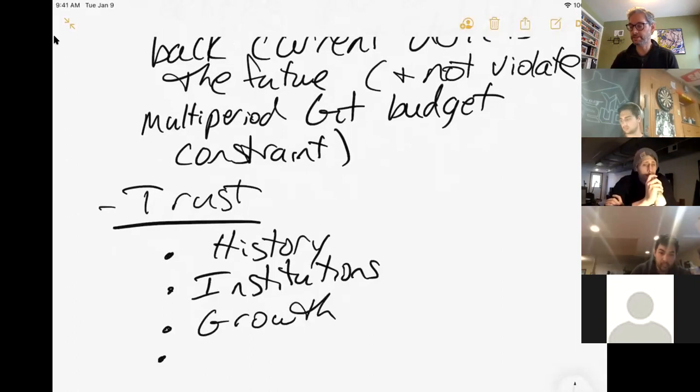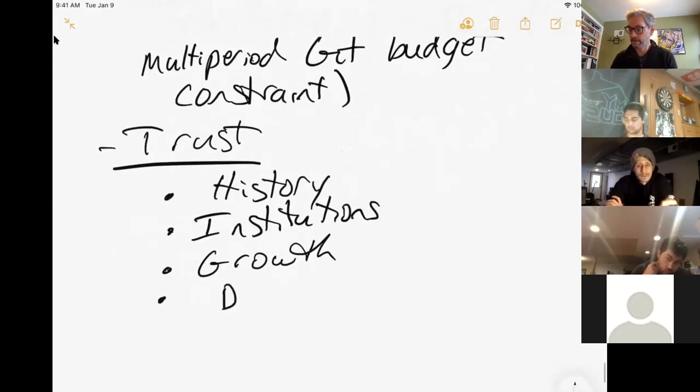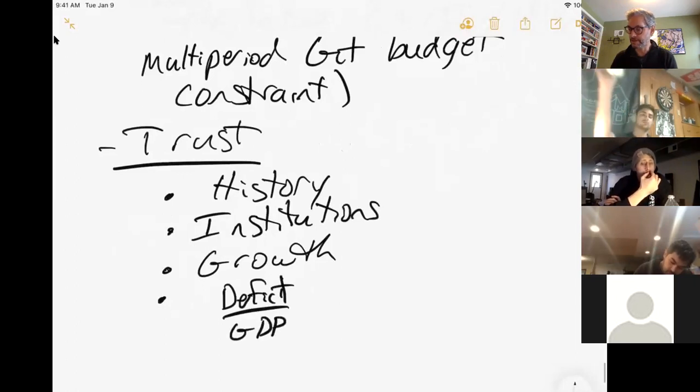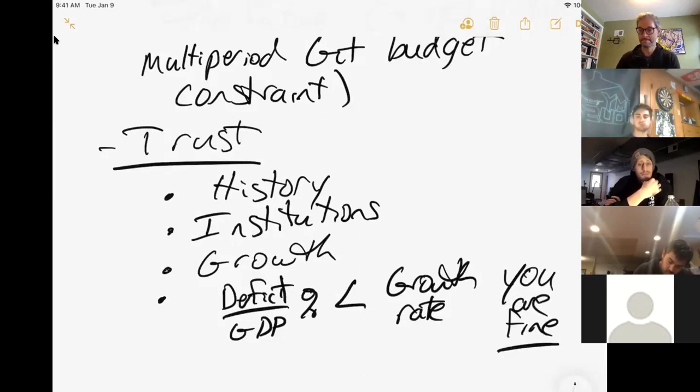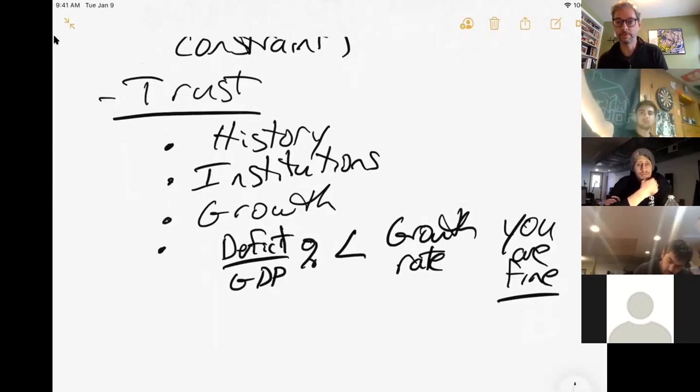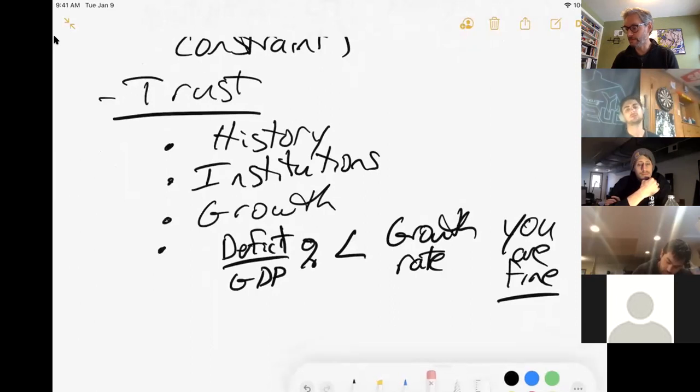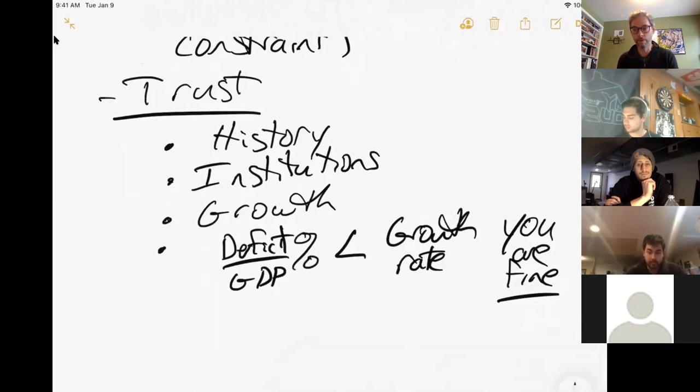Related to growth, there's this old belief that if your deficit to GDP percentage is less than your growth rate, you are fine. Right? So in other words, if your economy is growing faster than your deficit, you probably don't have anything to worry about, because you're accumulating debt at a rate that's lower than your ability to pay that debt off.